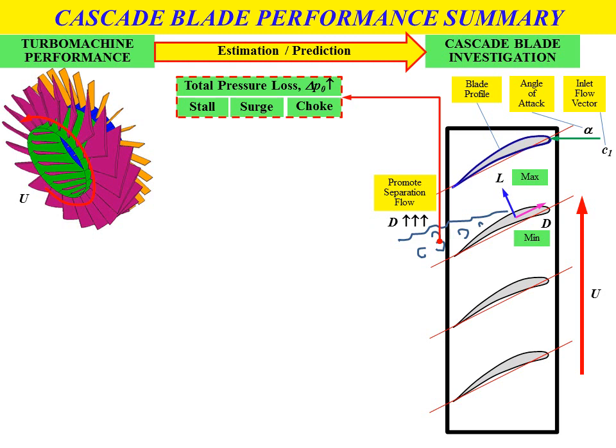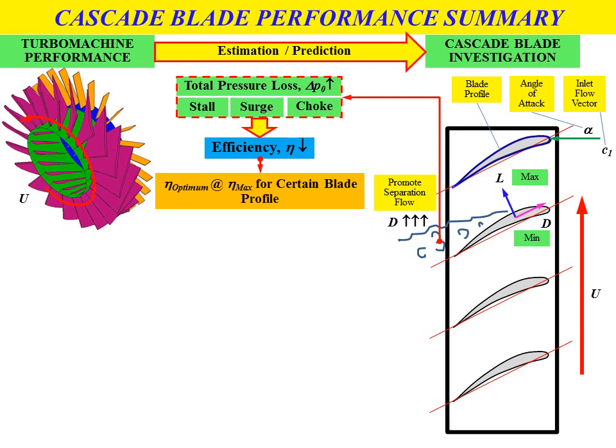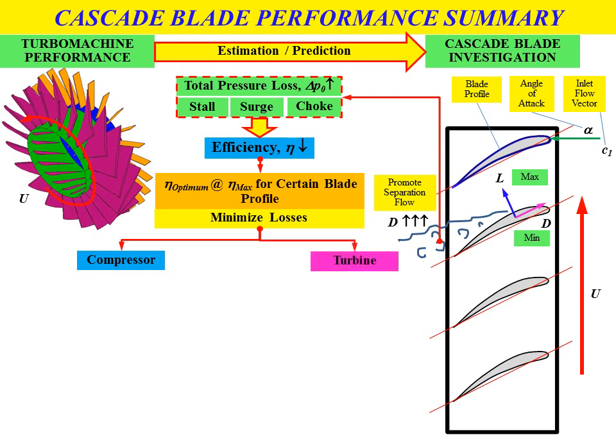All these conditions will affect the efficiency, and will reduce the efficiency of the turbomachine, including the compressor and also the turbine. So we need to know the optimum value and the maximum value of efficiency for a certain blade profile. That's why we need to study how to minimize the losses. In order to obtain the optimum efficiency and minimize the losses, we study the investigation involving the compressor and the investigation involving the turbine.